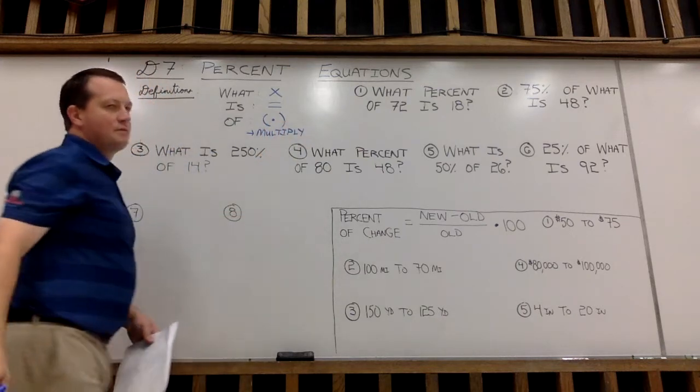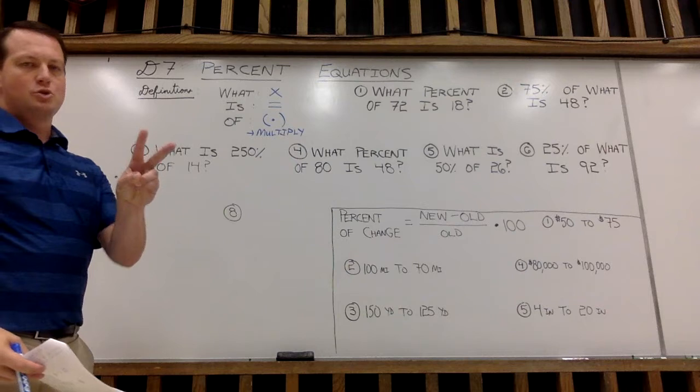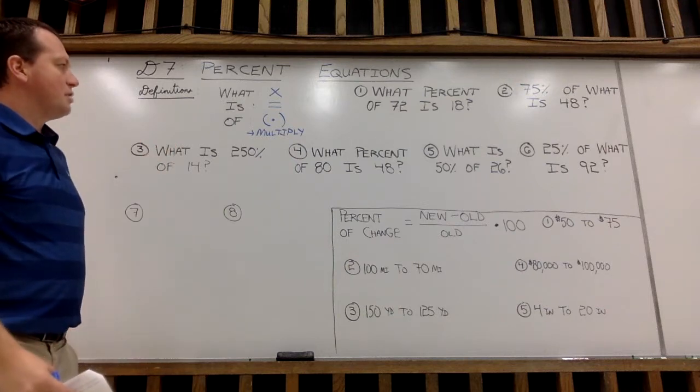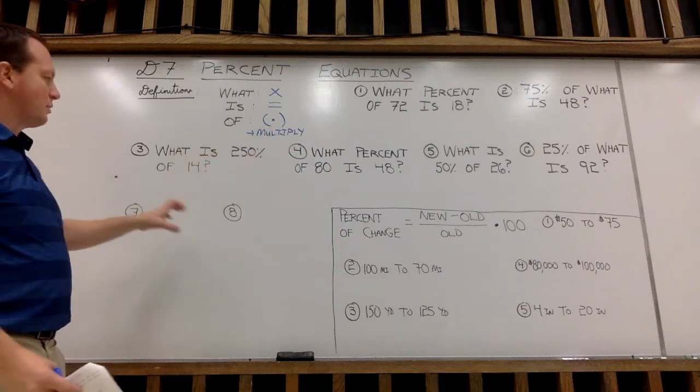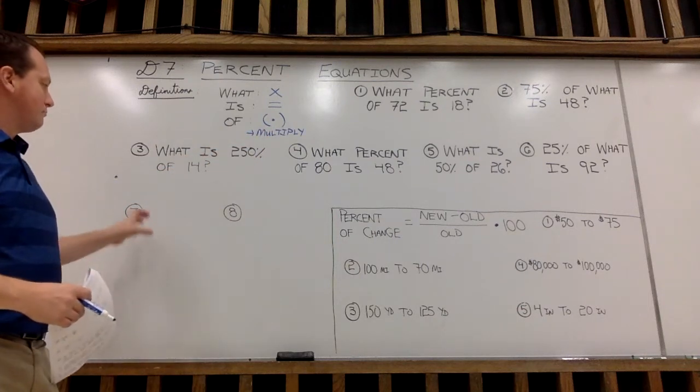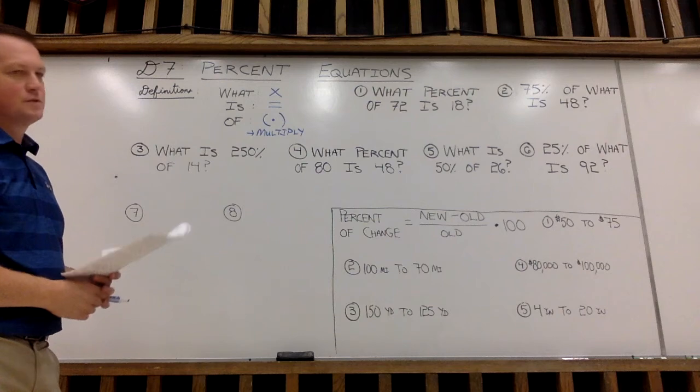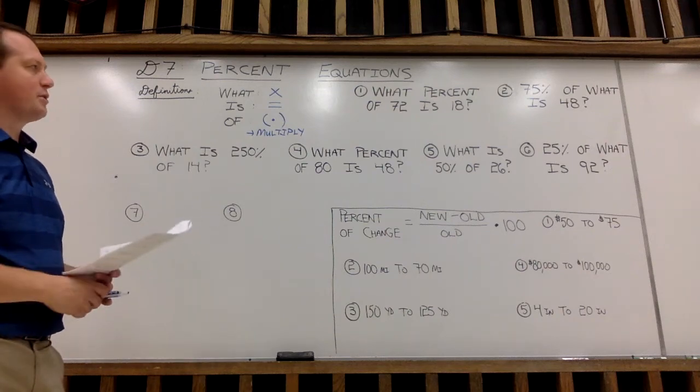There are 3 types of these equations, and we're going to have 2 examples of each type. So 6 regular kind of word problems, and we're going to look at some specific calculations in some scenarios.